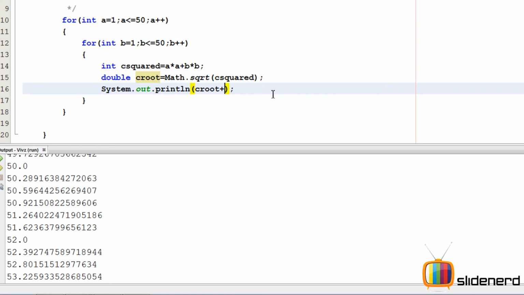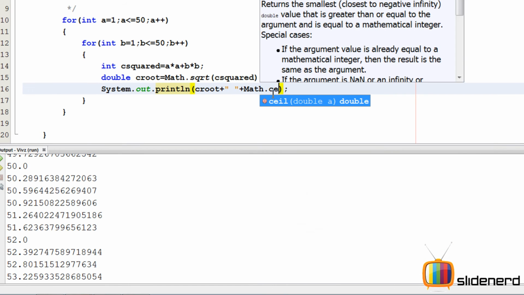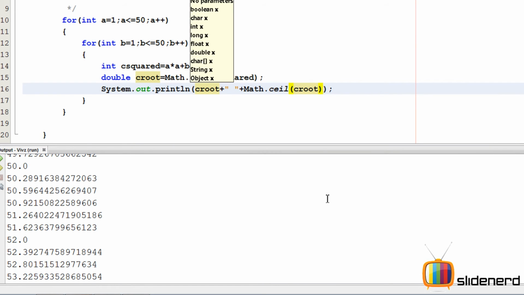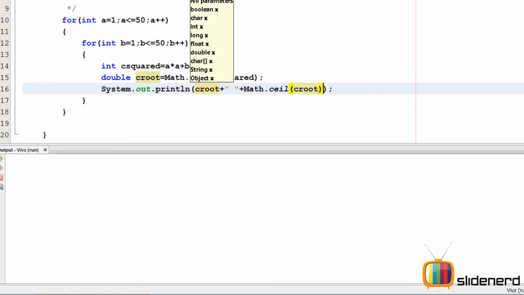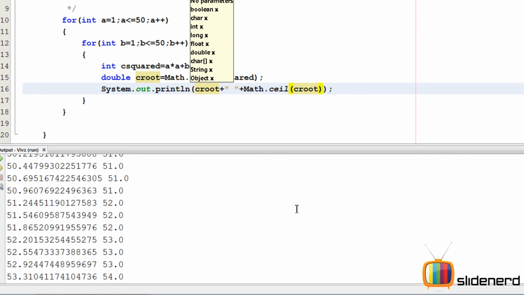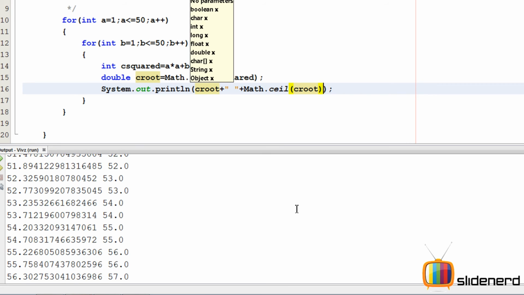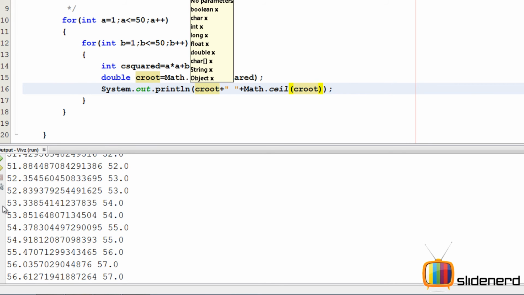If I say my C root and if I put a space between them, and if I use that special function by saying math.ceil and the same C root, now let's see just what happens. Control S, Shift F6. Now if you guys notice, there is something coming up right after the rounding. So if you guys see over here, 53.33 gets rounded off to 54, 52.83 gets rounded off to 53. In short, it gets rounded off to the next highest integer. It doesn't matter whether the number is greater than 0.5 or less than 0.5 or whatever.